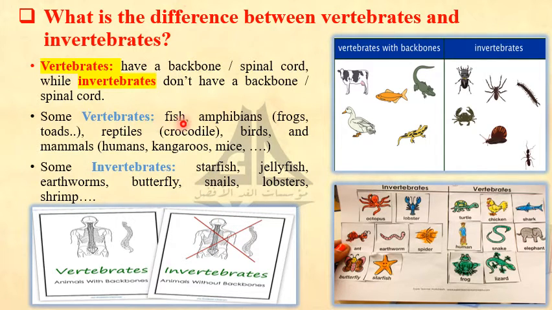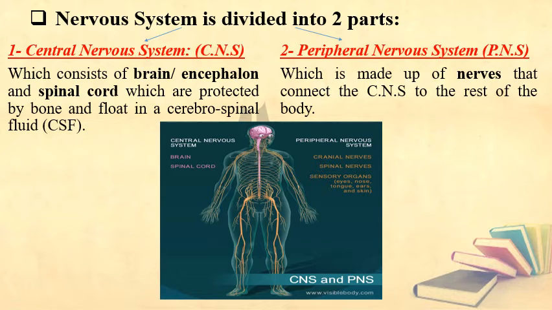Some vertebrates include fish, amphibians, such as the frogs and toads, reptiles, birds, and mammals like us. And the invertebrates, they include the starfish, the jellyfish, the earthworms, the butterfly, the snails, the lobsters, and the shrimp. Now, back to the nervous system. As I said, the nervous system is divided into two parts.